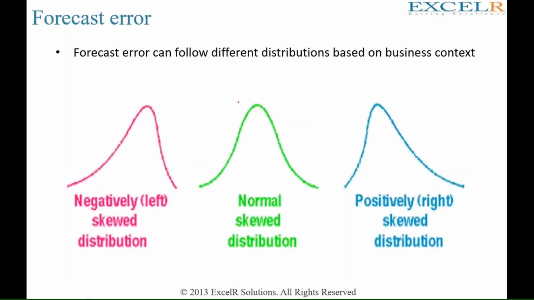Another thing about forecasting error: should the errors always be normally distributed? It may or may not be, right? You might have errors which are positively skewed. You might have errors which are negatively skewed. But what kind of error distribution is more applicable for your industry, for your sector? That all depends on the business context.